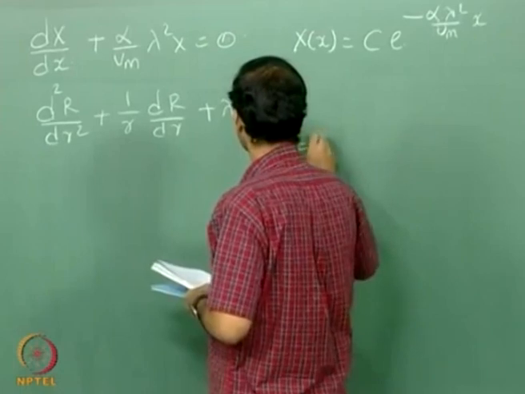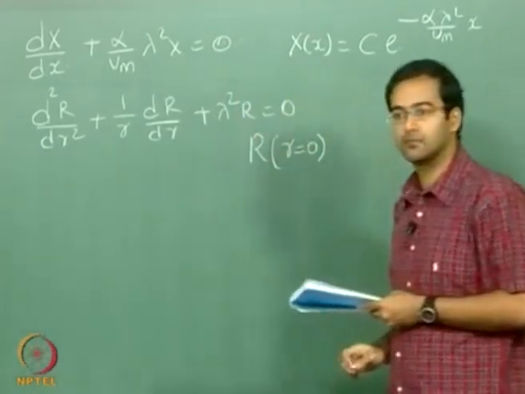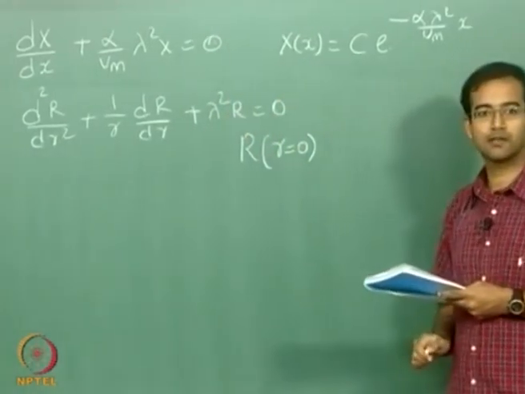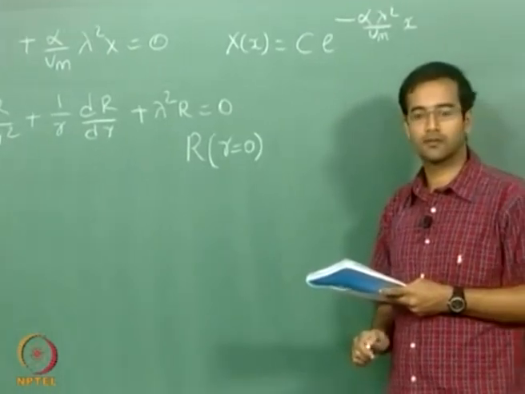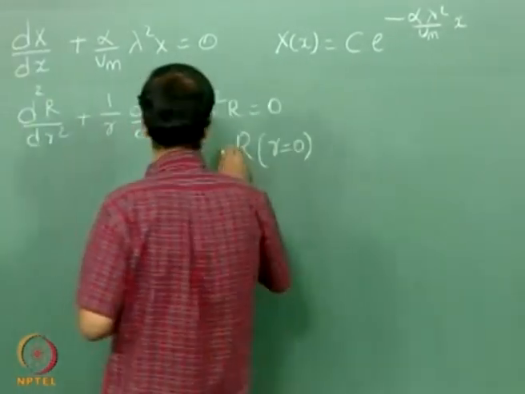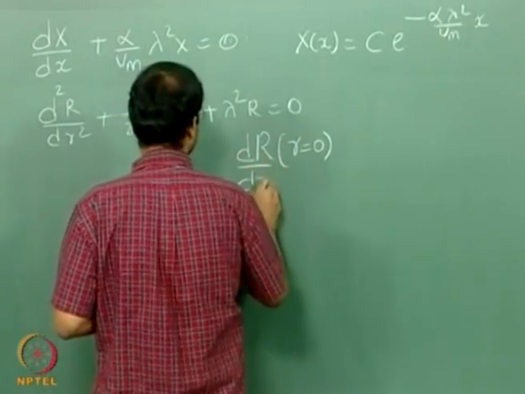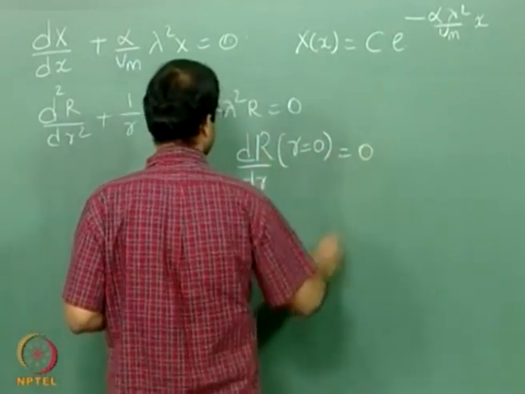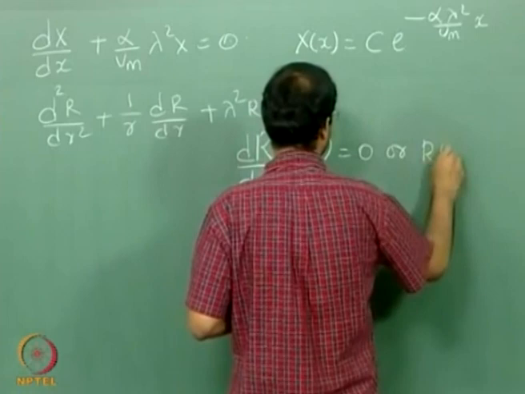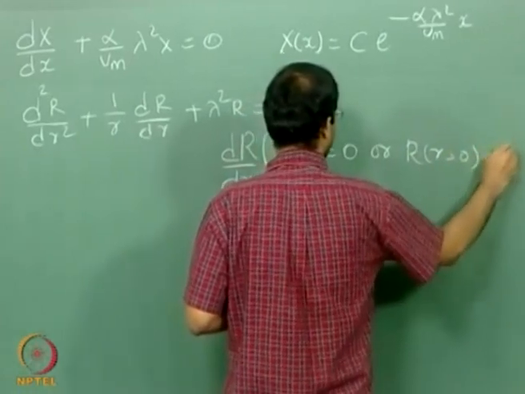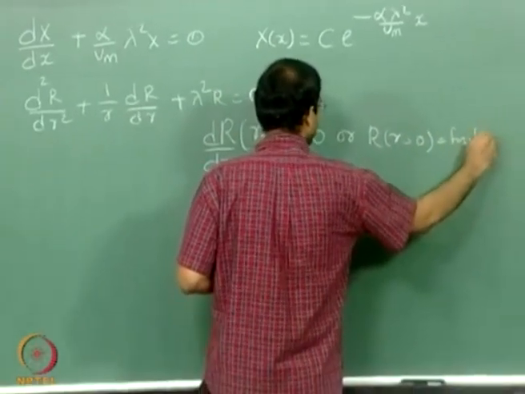At R equal to 0, do you have any boundary condition? Okay, finite, or I would say dR/dr should be 0 at R equal to 0. Or R at R equal to 0 should be finite; both are equivalent.